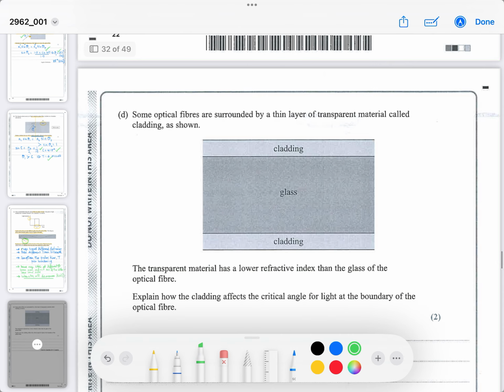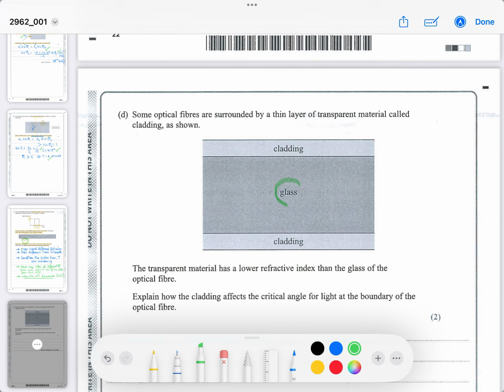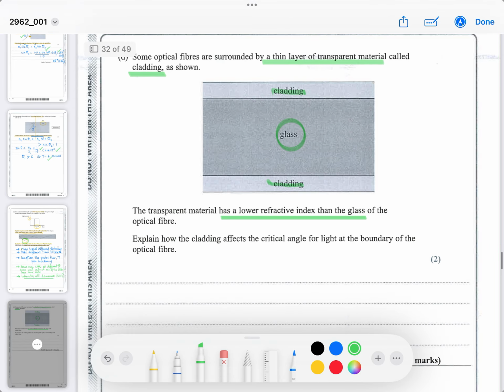So sometimes what they do with the core, which in this case is the glass, is use a different material on the outside of the glass. They use a thin layer of another transparent material and they call it cladding. The transparent material has a lower refractive index than the glass, it has to, otherwise it will lose a lot of light from the sides. But it's more than it was with air. So N of the cladding is greater than N for air.